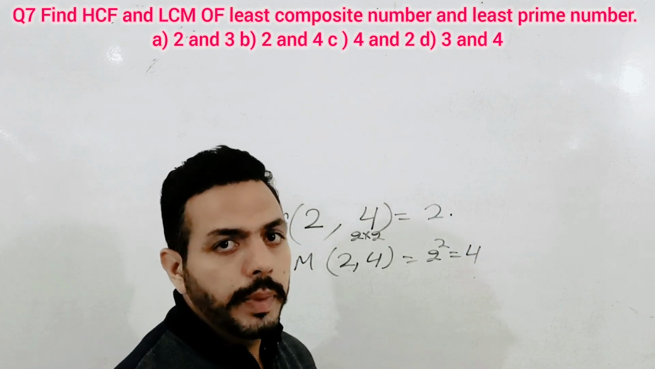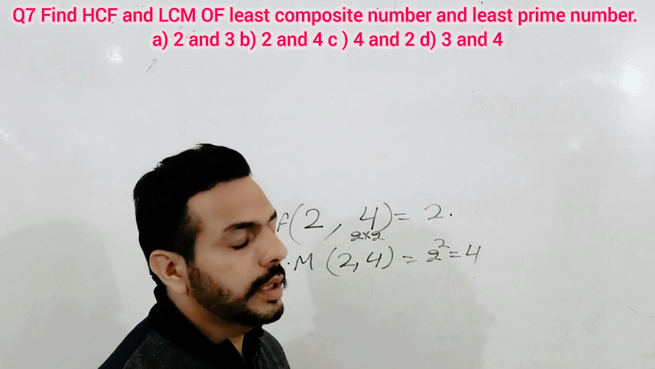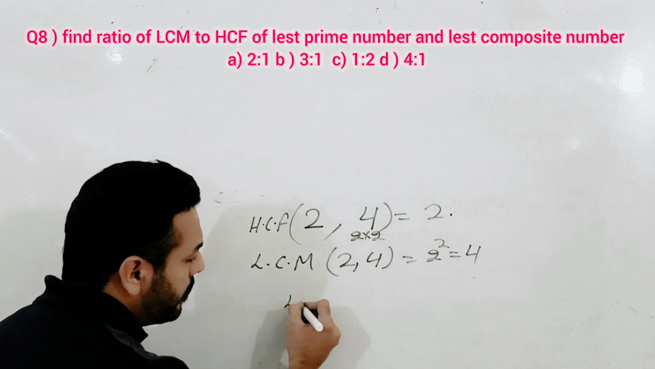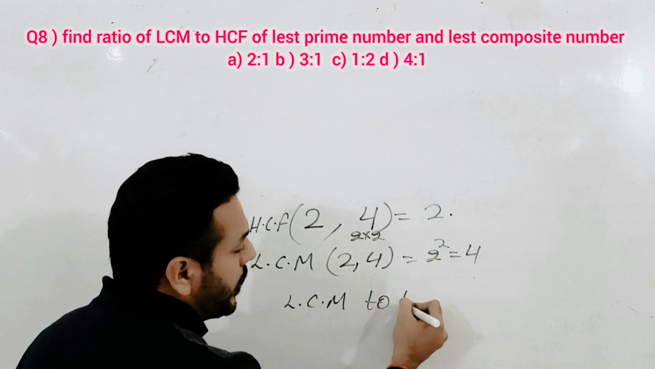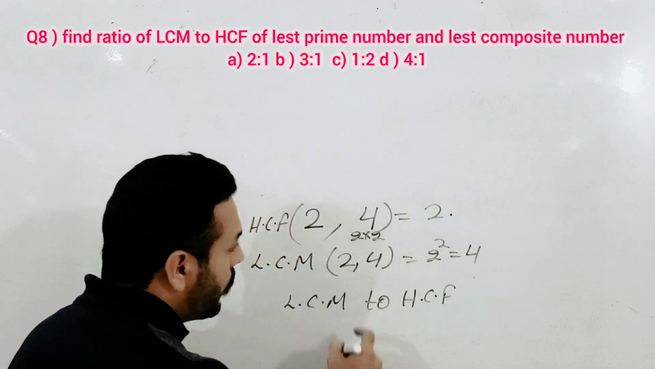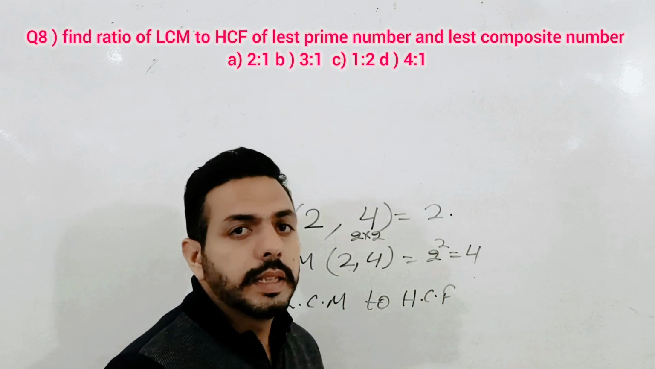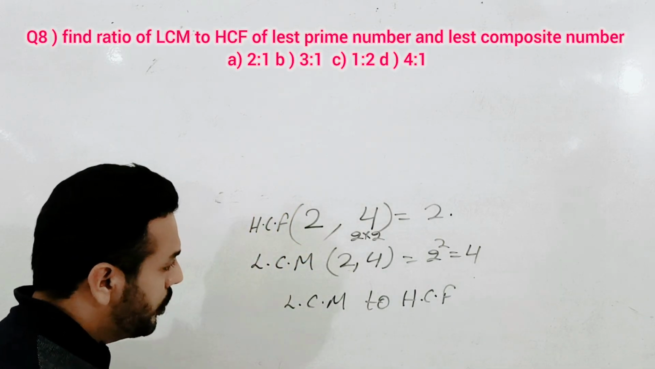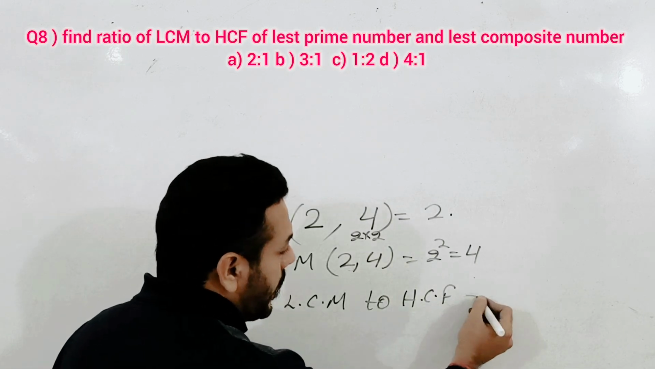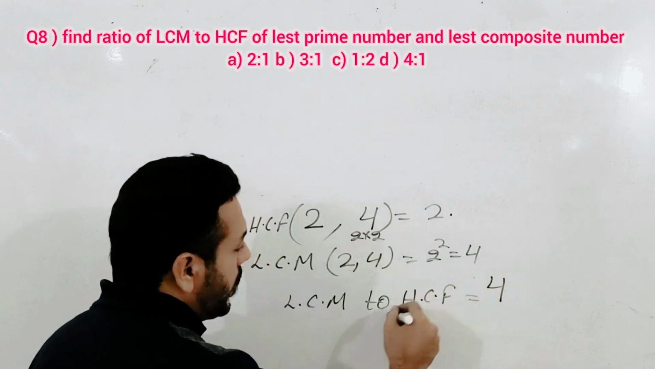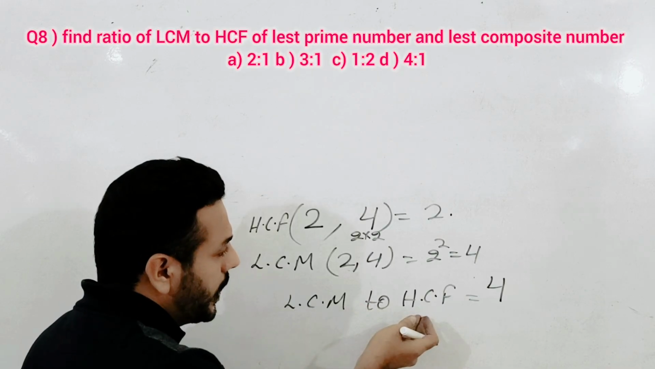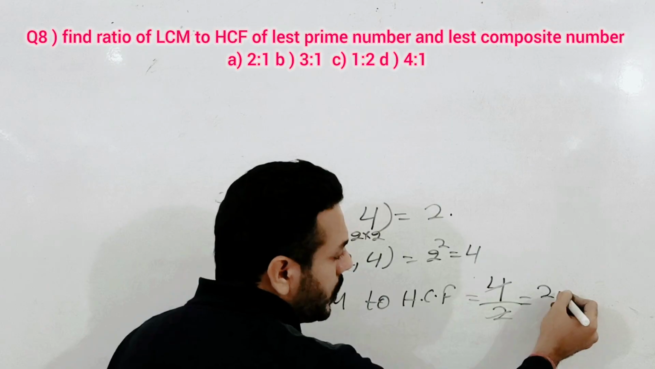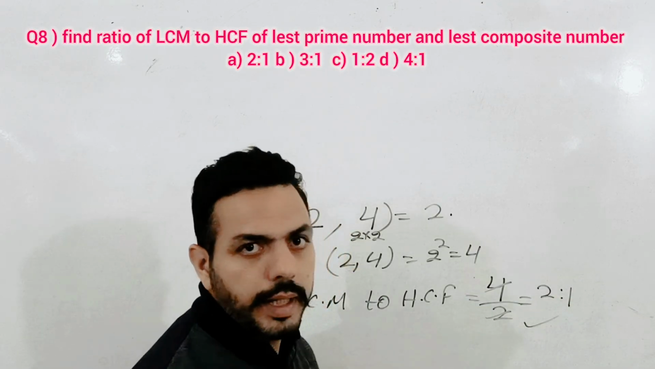This is very interesting. And again here we add another question, that is here we find ratio of LCM to HCF of the least prime number and the least composite number, right? This is another question. Now LCM is 4. Here we find ratio of LCM to HCF, that is HCF is 2. Now divide with 2. So our ratio is 2 ratio 1, right? This is again very interesting.